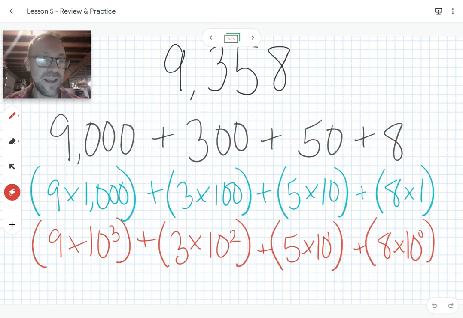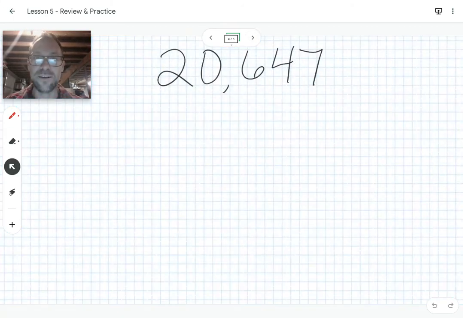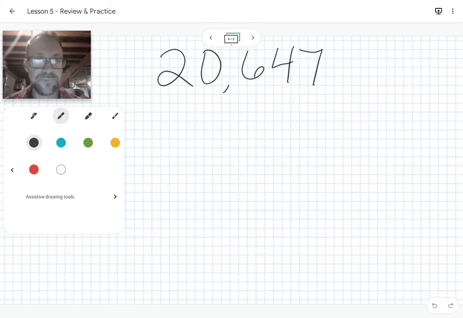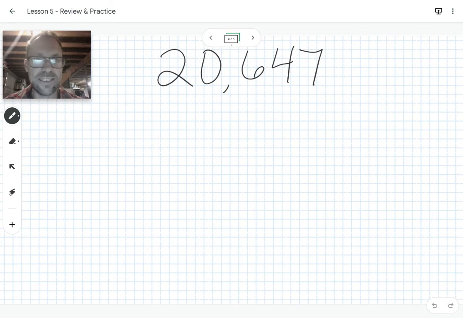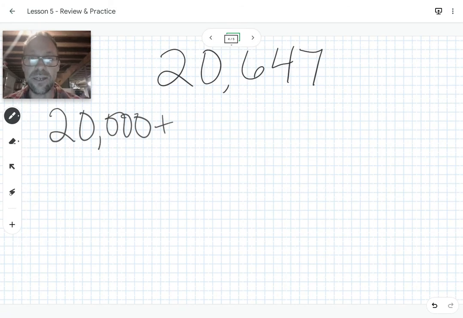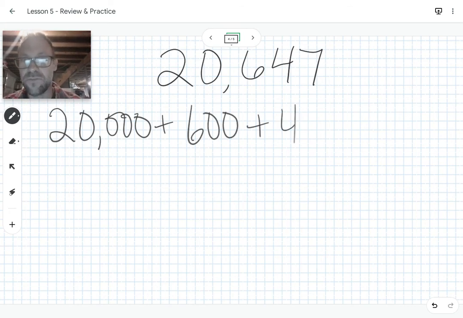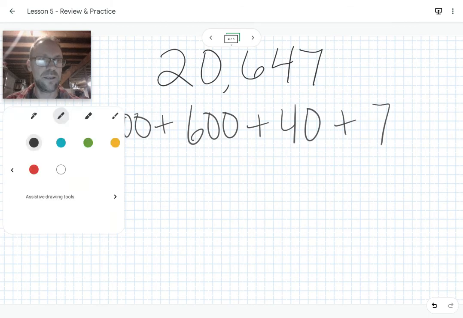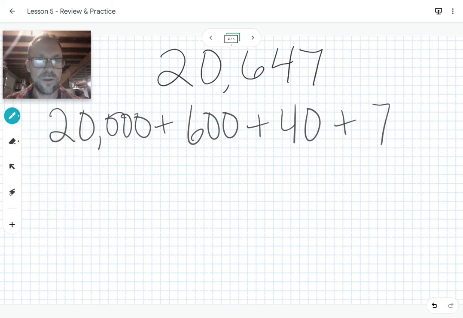Here we go. This problem here, 20,647. Let's just get right down to it. In expanded form, let's see, that's 20,000 plus nothing in the 1,000s place. So we can skip right to the hundreds, plus 600 plus 40 plus 7.